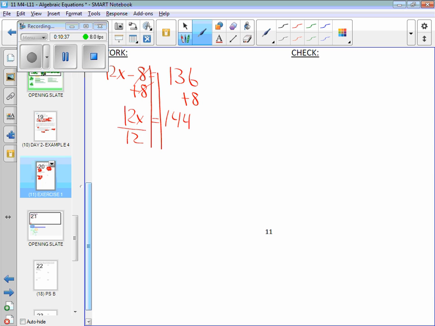Correct. Got to keep it balanced, so whatever I do on one side, I have to do on the other. What cancels? What's left on that side? X. 144 divided by 12. Goes evenly. 12. Yep, 12. Let's do a mental check just so we can make sure.